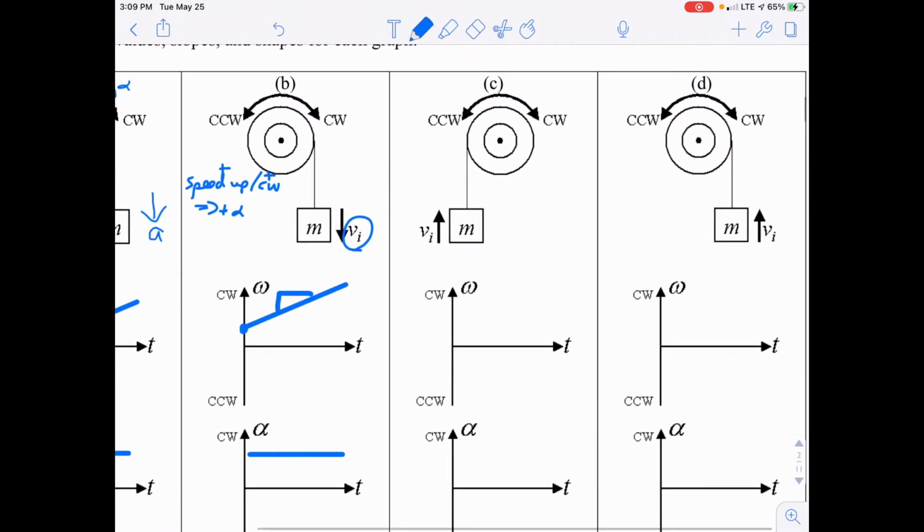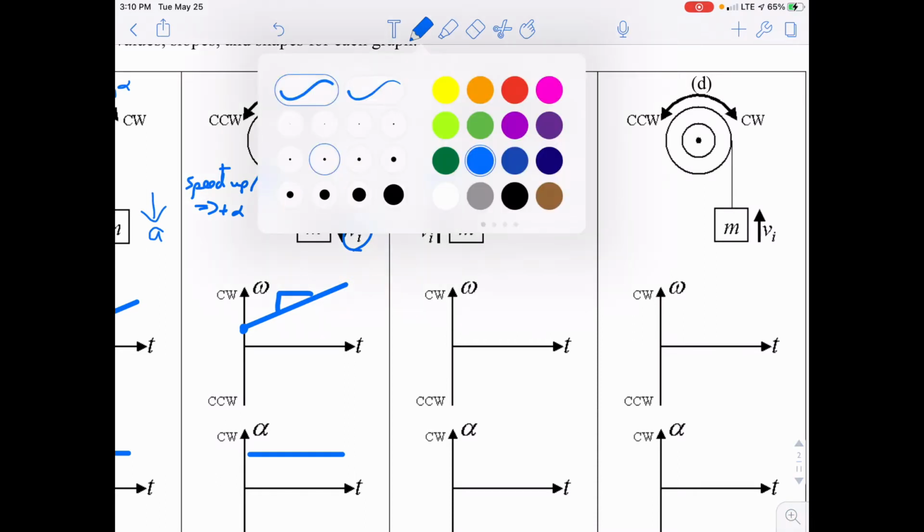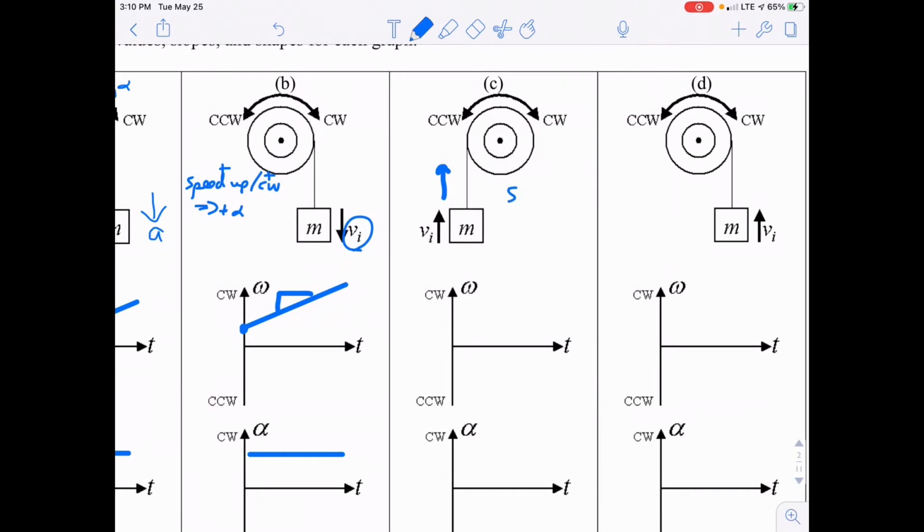Well, in situation C, we're given a push on this mass. It's going to go up, but clearly it's going to slow down. It's going to slow down in which direction? It's going to slow down in the clockwise direction. So clockwise positive, but slow negative. So what that means is that's negative alpha.